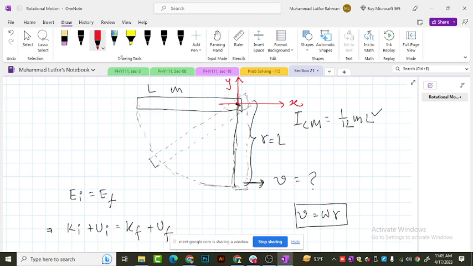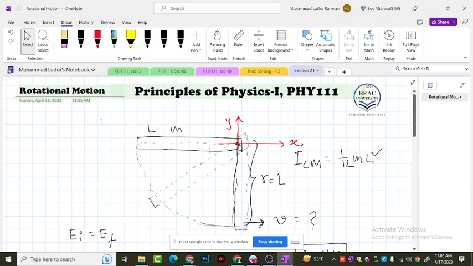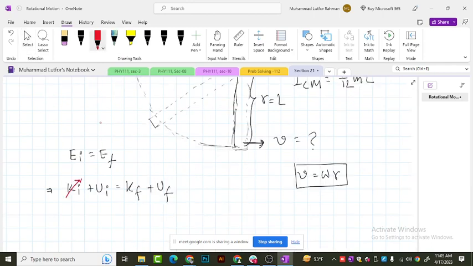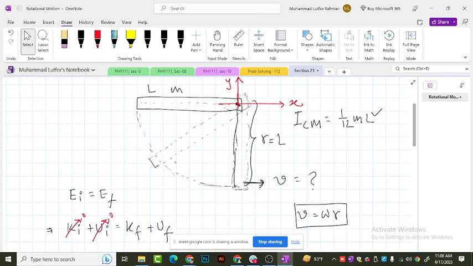If I choose this as my origin, and I release the system from rest, then the initial kinetic energy is going to be 0, because I release the system from rest. The potential energy is also going to be 0, because I chose this as my reference level. With respect to that level, using the formula mgh, the height is 0, so the potential energy is 0 over here.